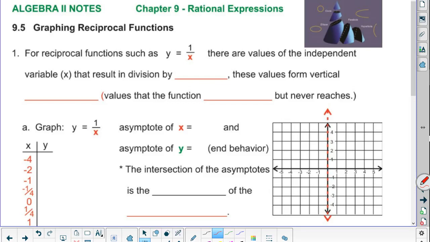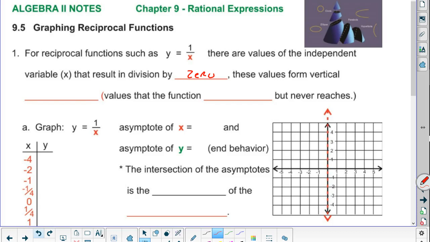Okay, so graphing reciprocal functions. So what are we talking about? We're talking about having the variable in the denominator, right? So now we've got a situation where we've got the variable in the denominator. And that changes things. And that means there are excluded values, and excluded values are things that we have to deal with.